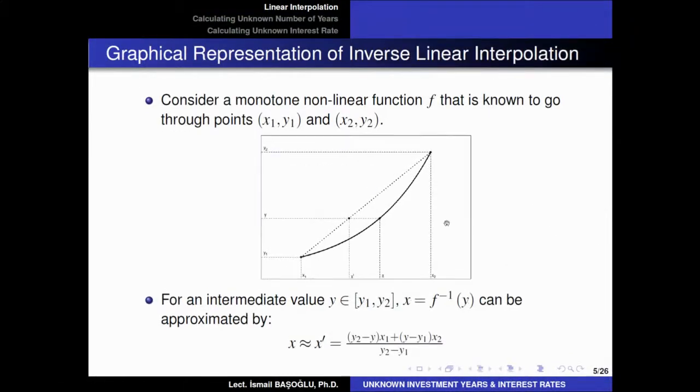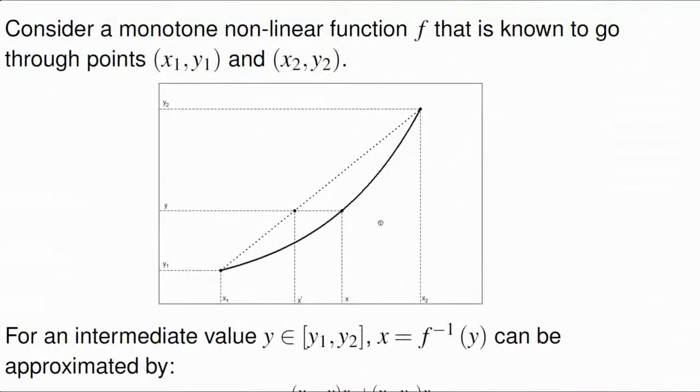Now we are going to explain the inverse linear interpolation, which means you can also do the opposite of linear interpolation. Now again, we consider there is a monotone function between x1 and x2 values. We know the response at x1 is equal to y1, and the response at x2 is equal to y2, just like in the previous example. This time, we are not interested in finding the response for an intermediate x value, but we are going to do the opposite of it. We will be interested in the inverse of f.